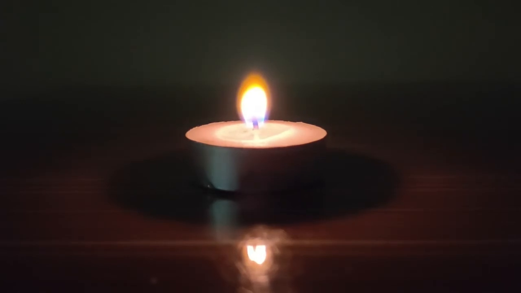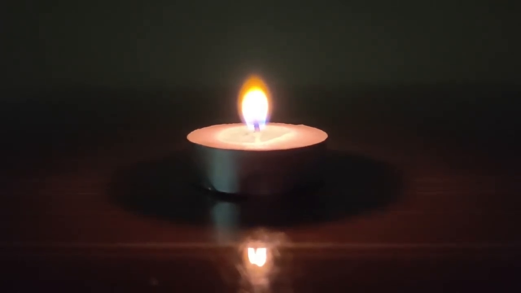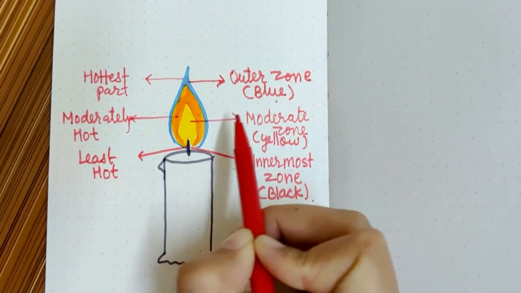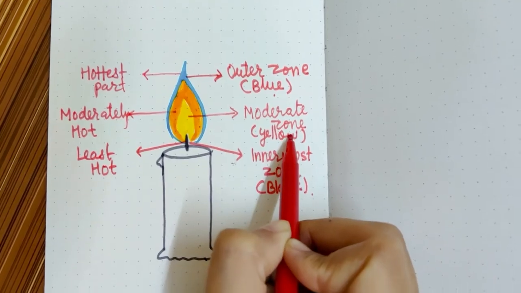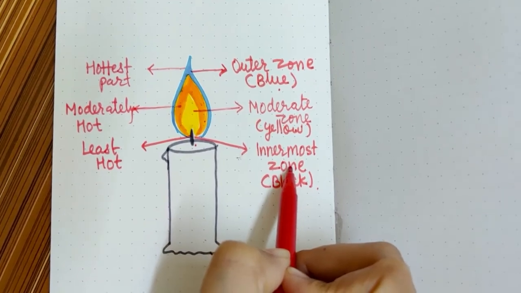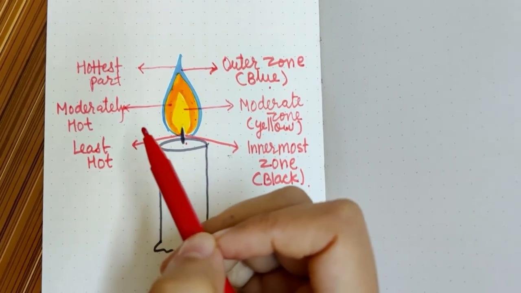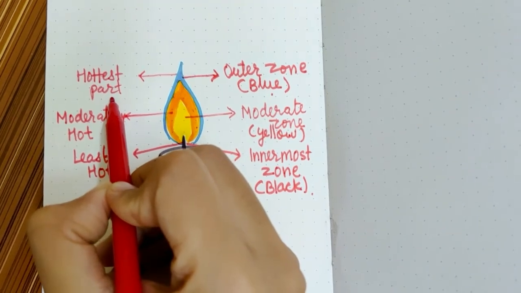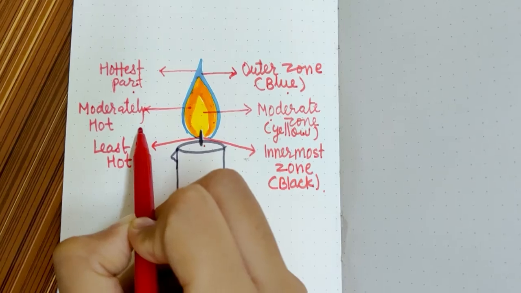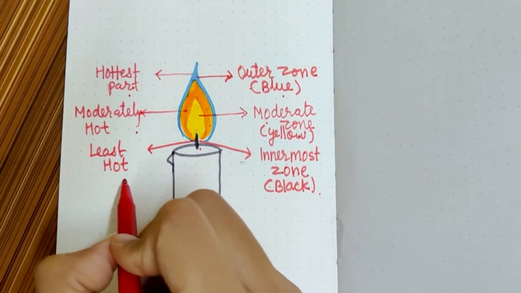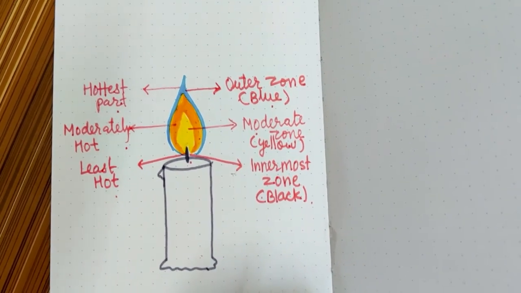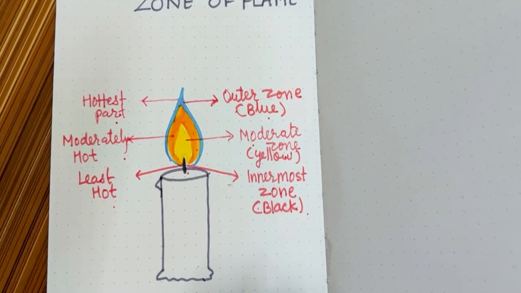So I hope you are able to understand the different zones of a candle flame. Now you can see here, this blue part is the outermost zone, then this yellow part is our moderate zone, and this blackish part is our innermost zone. As we have already discussed, this blue zone is the hottest part, this yellow zone is moderately hot, while this black zone is least hot. So I hope this video is easily understandable and you have understood the concept of different zones of flame.